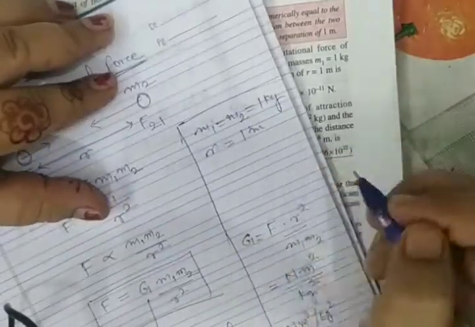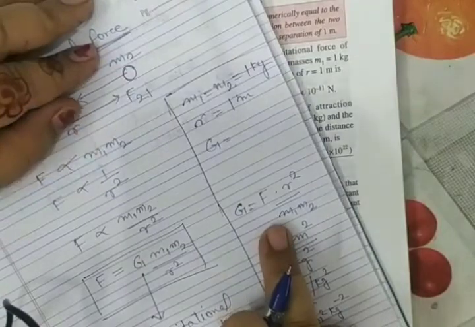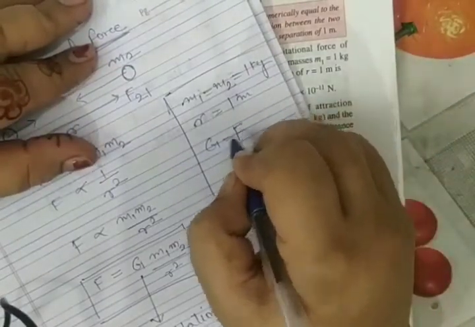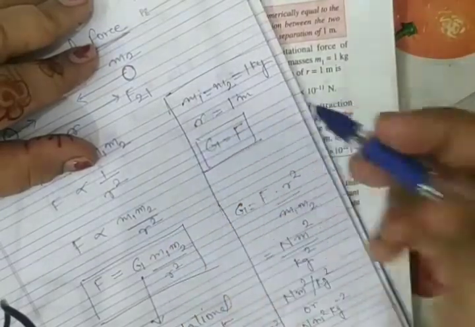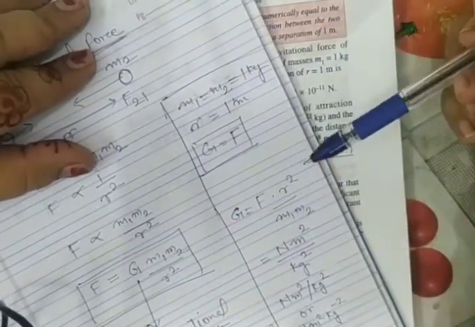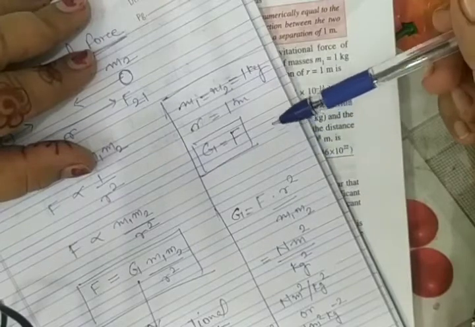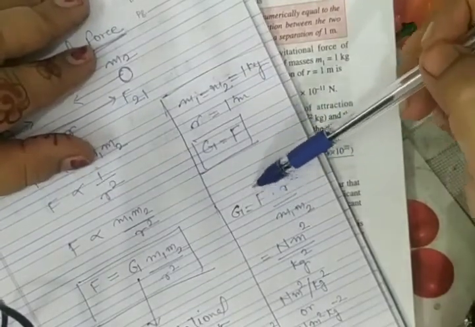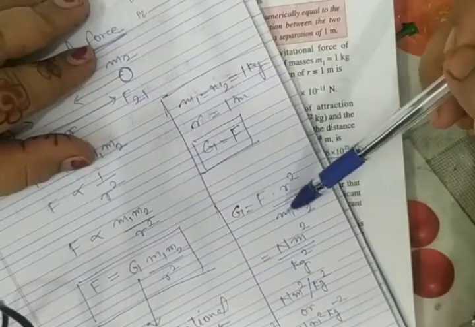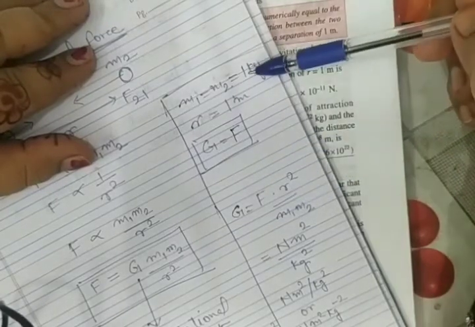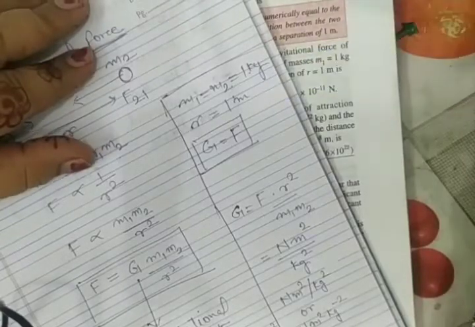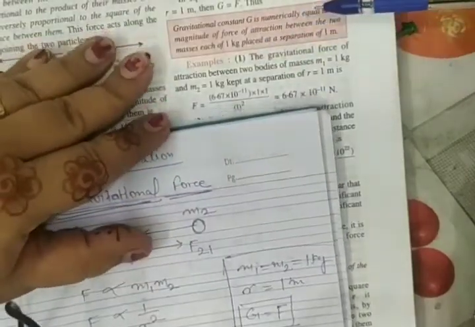Okay, then the value of G will become, see, if I put the values of r and m1 m2 in this formula, what will it become? G will become F. That means we can say that the value of G is equal to the gravitational force acting between two masses of 1 kg and 1 meter distant from each other. Okay, this is the definition given in your book also.